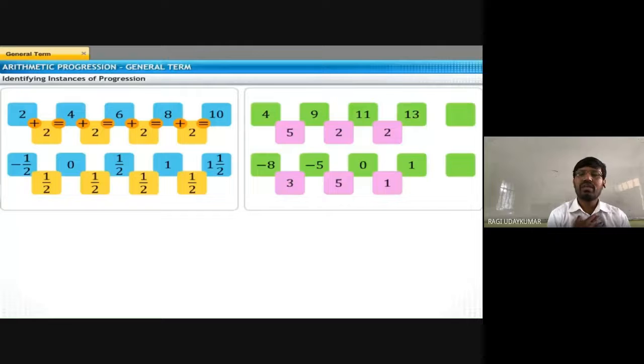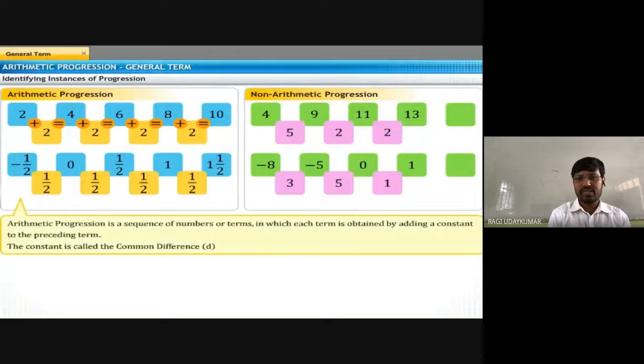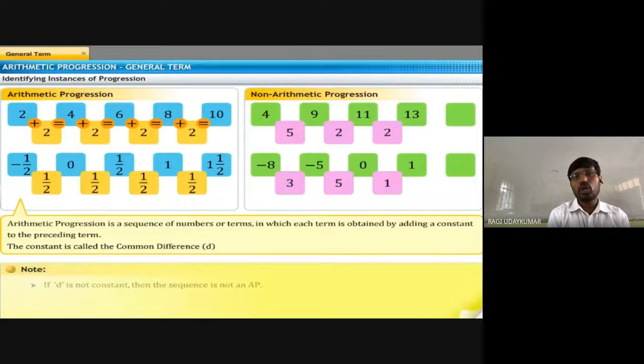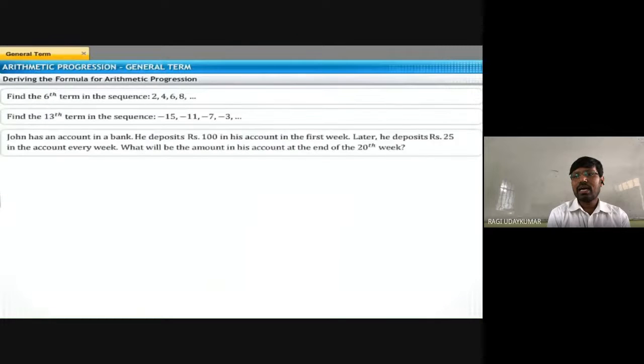Arithmetic progression is a sequence of numbers or terms in which each term is obtained by adding a constant to its preceding term. The constant term we are adding is called the common difference. And if d is not a constant, then that sequence is not an arithmetic progression. So d can be a positive number, a negative number, or it can be 0. If it is 0, every number will be the same.